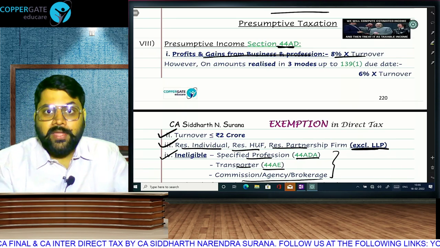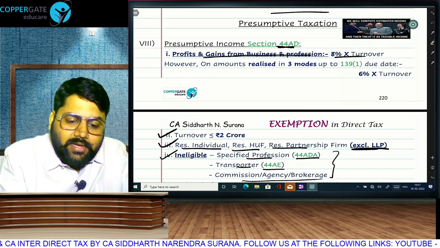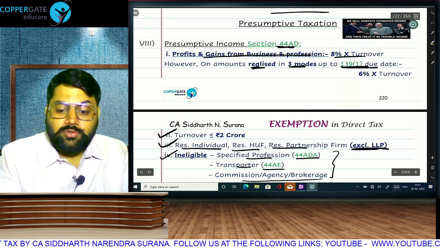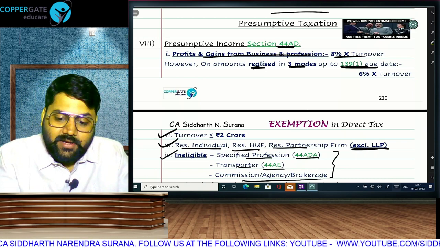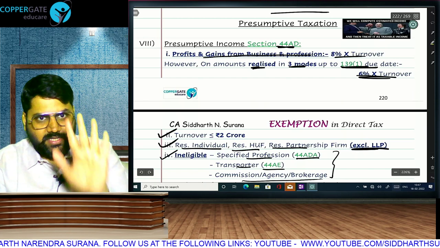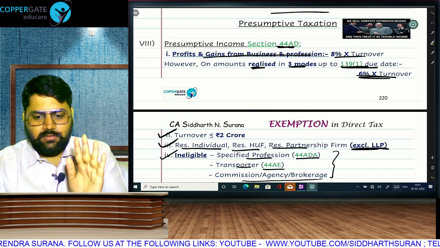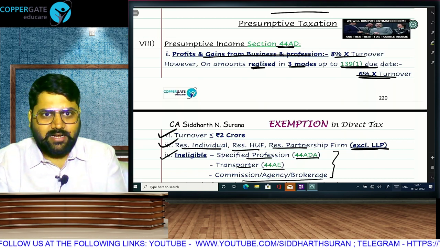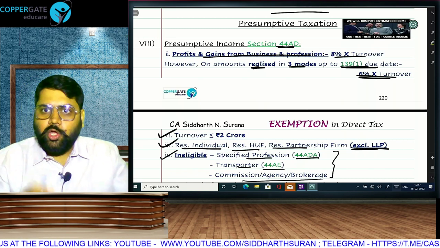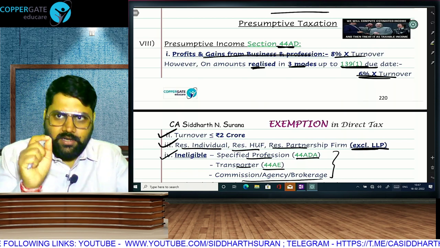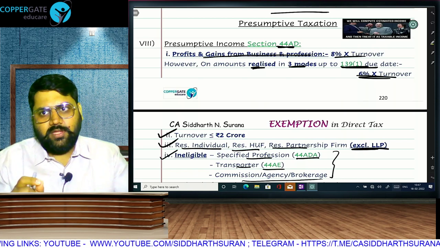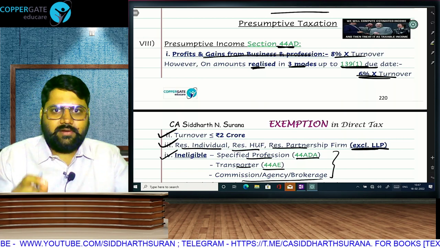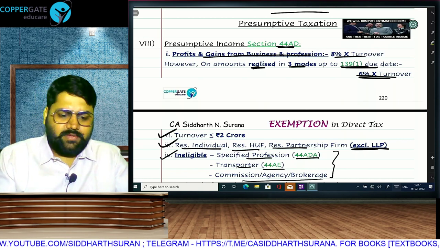8 is the first answer. But out of your total turnover, any amount which is realized in your three modes, account payee cheque, account payee draft, electronic mode, and realized up to the due date, outstanding will not be covered, then realized will be covered in 6%. So listen, cash turnover 8%, outstanding on due date, if you have not realized that payment, it is still in debtor account, then 8%. 6% will be available only if it is received in the three allowable modes up to the due date of filing return. Only if it is received in the three allowable modes up to the due date of filing return, then it will be 6%, otherwise it will be 8%.